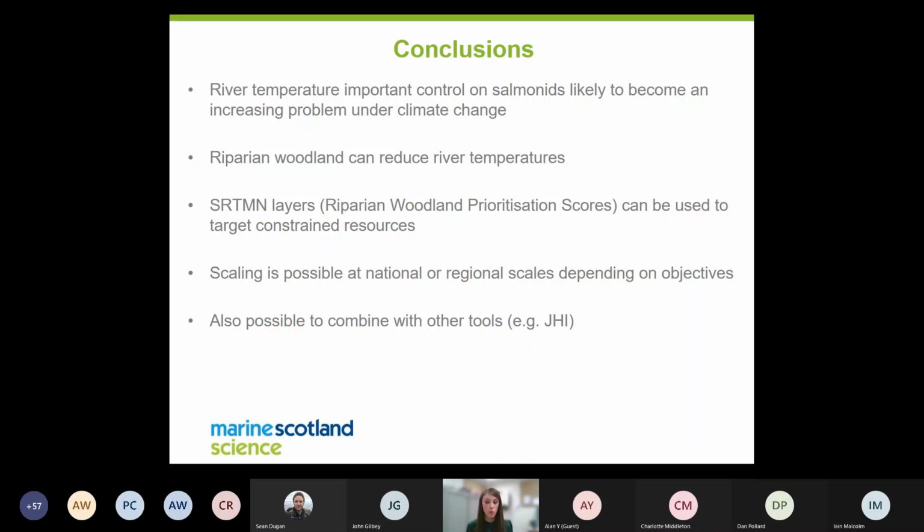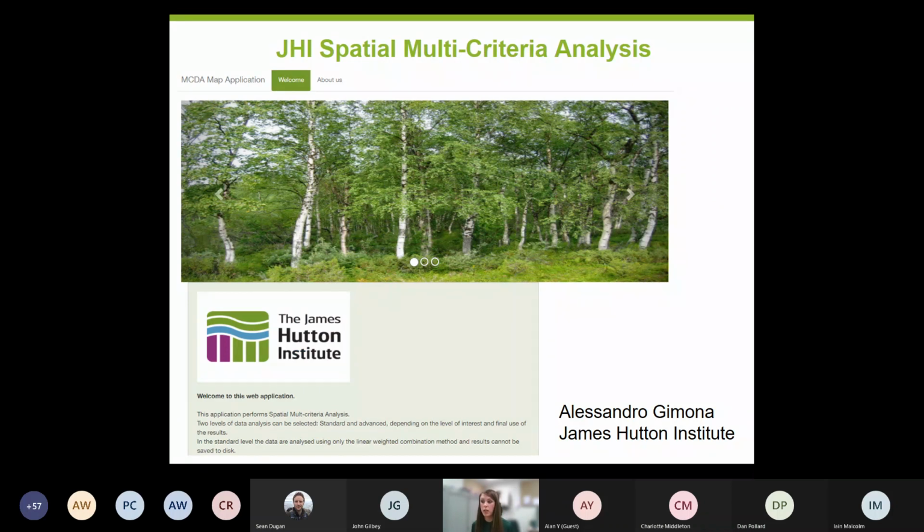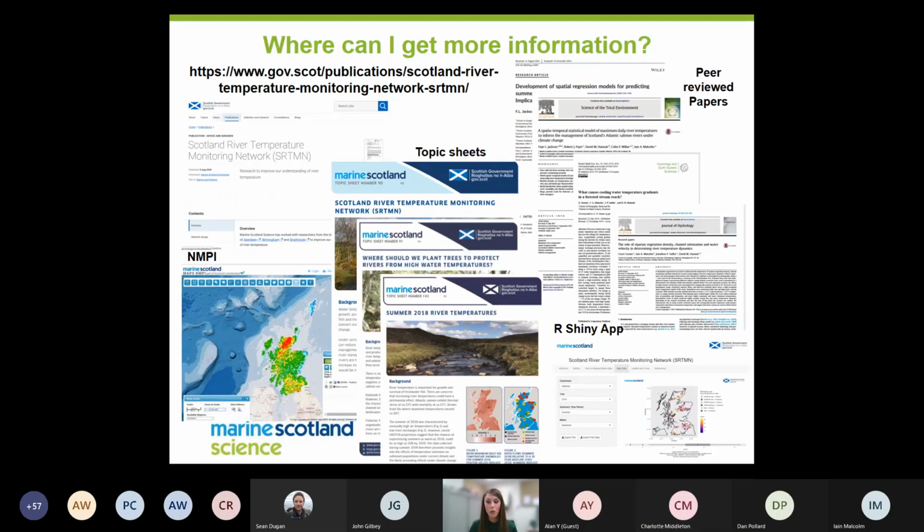So combine them with your own spatial data, or also more formal tools. Some of you may be familiar with the spatial multi-criteria analysis being completed by Alessandro Gamoa at the James Hutton Institute, which is looking at how to prioritise tree planting across all of Scotland, using lots of different criteria, but also including things like riparian woodland. And we're actively working with Alessandro in integrating the Scotland River Temperature Monitoring Network layers into this tool that he's developing. So that's a quick whistle stop from me.